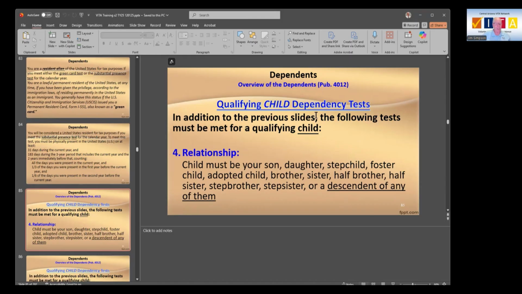Okay, qualifying child dependency test. Remember the relationship, and I talked about being a descendant of any of them. So be careful. You've got your son, daughter, stepchild. The example I gave was, you've got your brother or sister, or any descendant of any of them. That means your nieces or nephews count for this too.